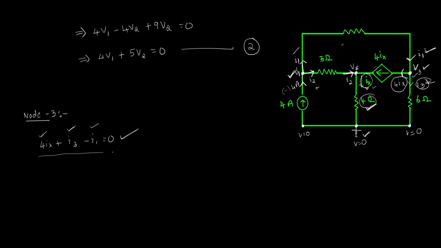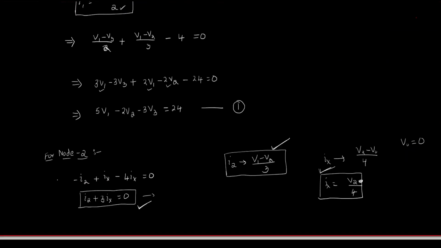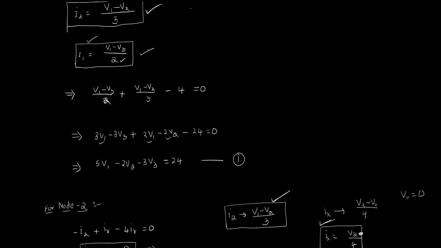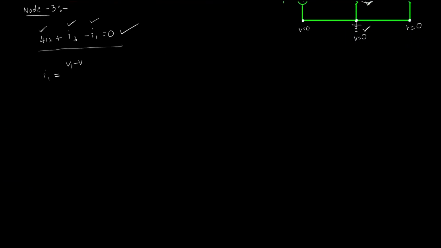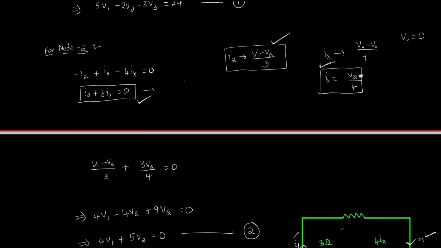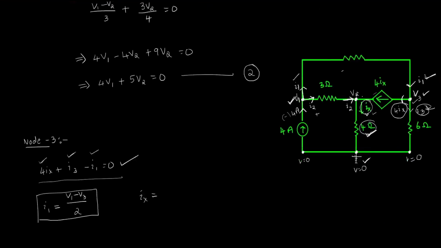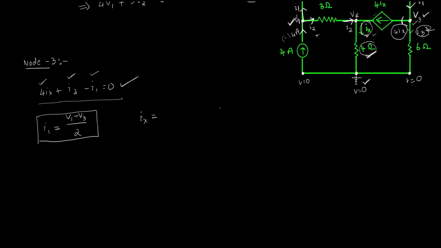Now if we express this in terms of voltages by using Ohm's law, then we know the value of I1 from the previous analysis. The value of I1 is (V1 minus V3) by 2. So we write it here, (V1 minus V3) by 2. And we know the value of Ix from node 2. The value of Ix will be V2 by 4. So we write it here, V2 by 4.